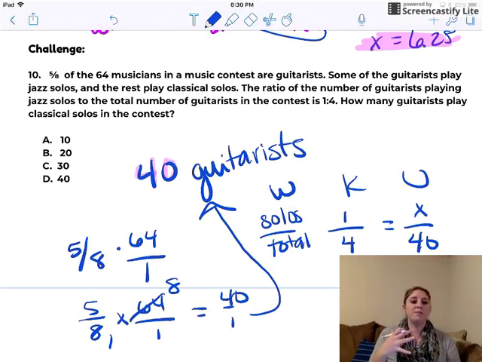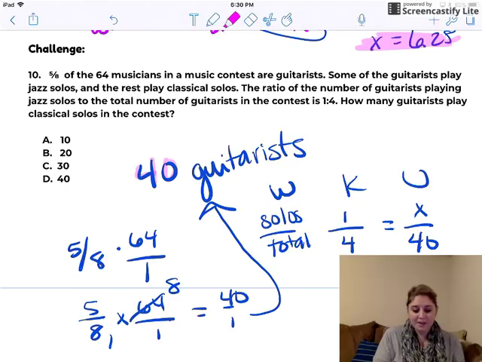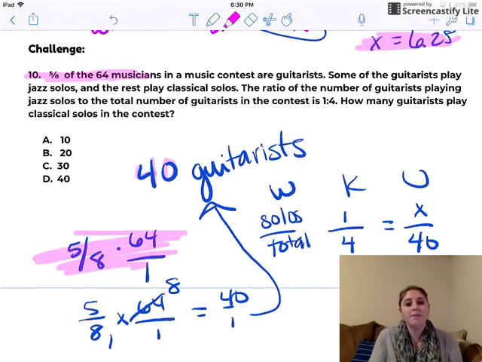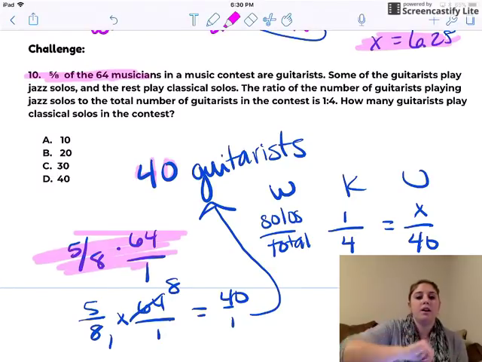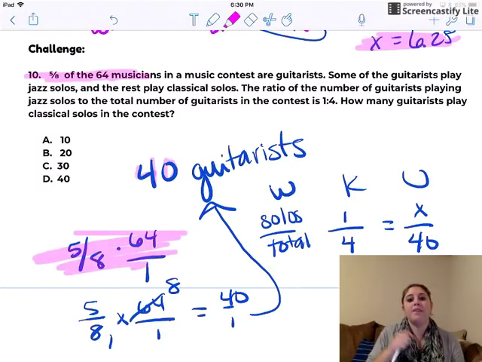All right, so here's my work for the challenge. The tricky part was you had to first find out how many guitarists there were. And I found that because it says 5/8 of. And remember, when you see that word of, most of the time it means to multiply. So I did my work over here on how to find that, and then I could do WKU.